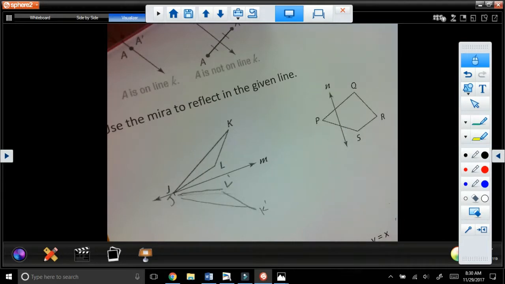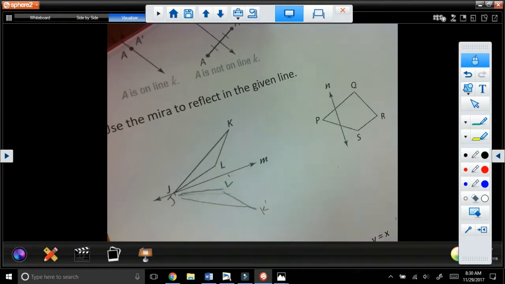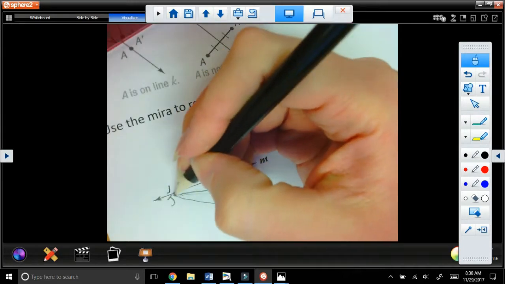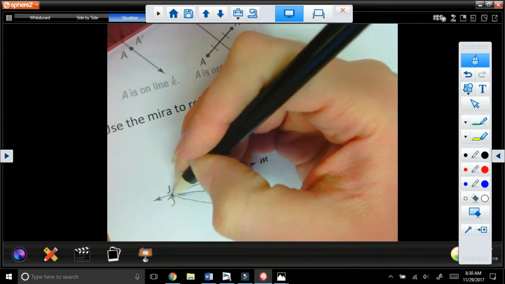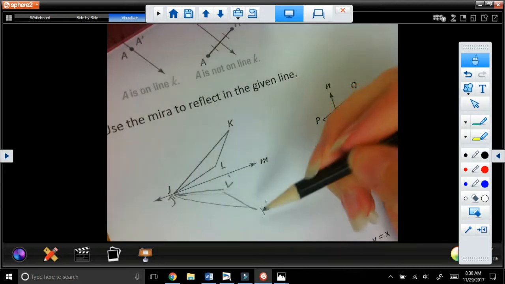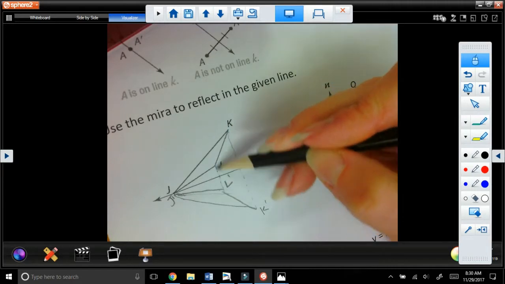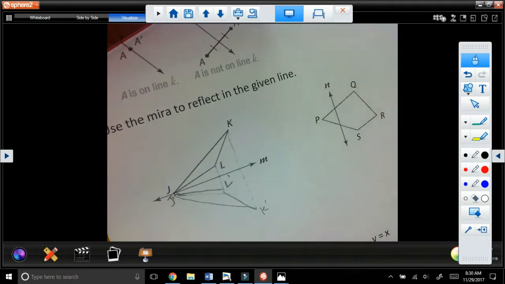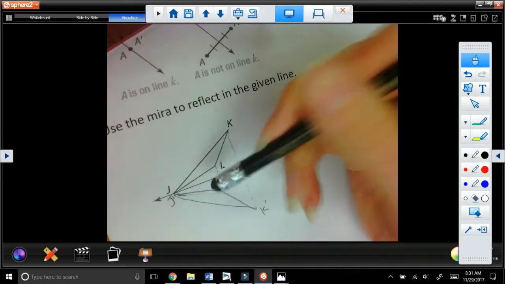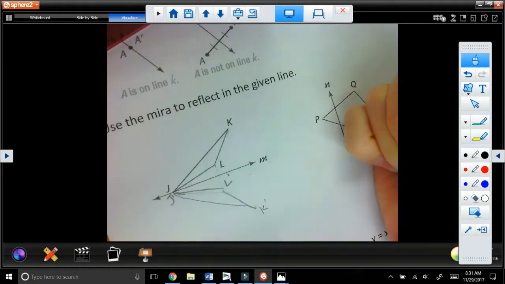When you label those, please label them K prime, L prime, and J prime so you can see where those points are. So J prime should actually be right there on that line because that point was on that line to begin with. And if I were to get something out and measure, these are going to be the same distance away from that line, and if you connect those points, they're going to be perpendicular. You don't actually need to connect those. I was just doing that for sake of example.